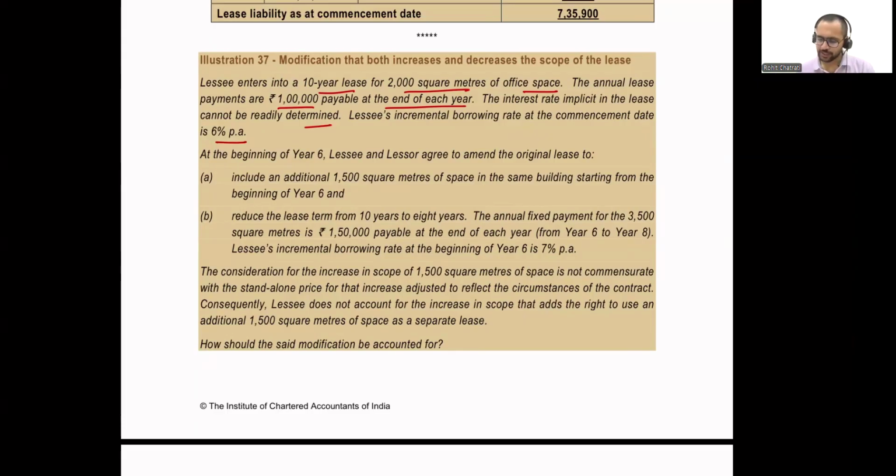At the beginning of year six, all right, again, 5 years have passed by. We're standing at the beginning of year six. The lessee and the lessor agree to amend the original lease to (A) include an additional 1500 square meters of space in the same building starting from the beginning of year six. So the scope of lease is increasing from 2000 to 3500 square meters. It's increasing by 1500. So this is a case of increase in the scope of lease.